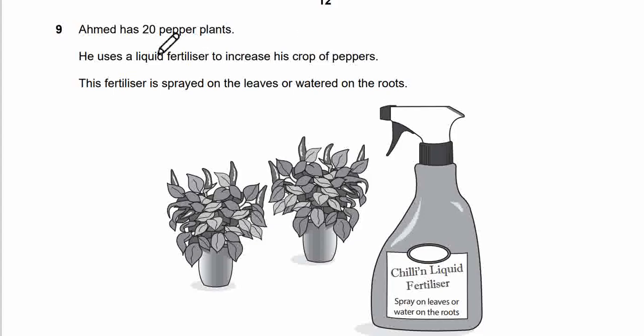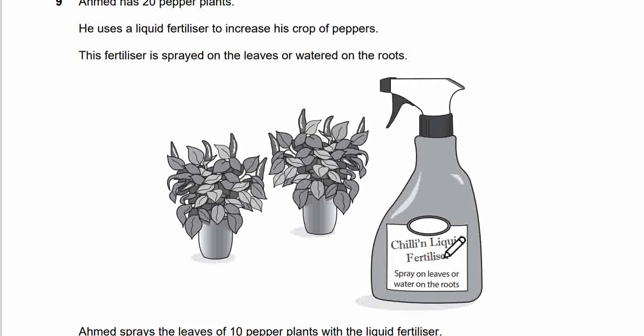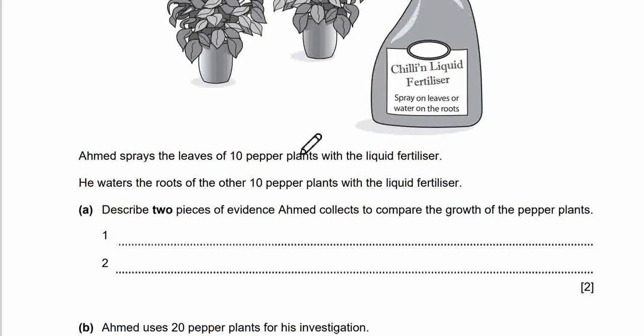Next, question 9. Ahmed has 20 pepper plants. He uses a liquid fertilizer to increase his crops of peppers. This fertilizer is sprayed on leaves or watered on the roots. Ahmed sprays the leaves of 10 pepper plants with the liquid fertilizer. He waters the roots of the other 10 pepper plants with the liquid fertilizer. So two different methods. One is applied on the leaf, the second is watering the roots.